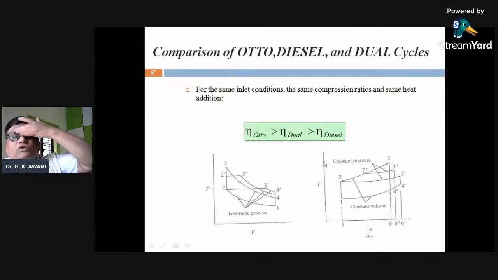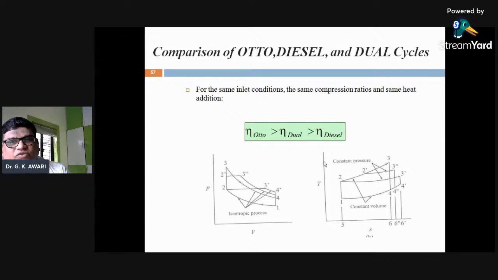So, the comparison of the Otto cycle, diesel cycle, and the dual cycle for the same inlet conditions, the same compression ratio and the same heat addition: the efficiency of the Otto cycle is greater than the efficiency of the dual cycle and the efficiency of the diesel cycle.